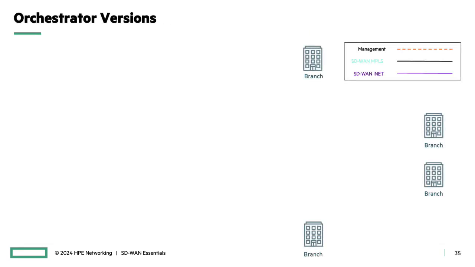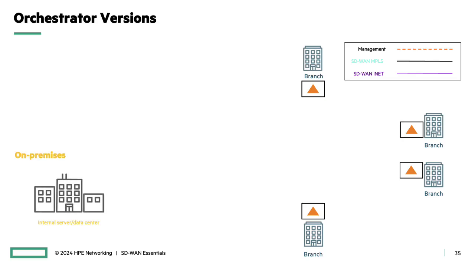There are 3 options to use Orchestrator. At each branch, we have EdgeConnect appliances installed. The first and most common to date if you have legacy license subscriptions is the Orchestrator installation being a VM located on your local premise. This could be at a data center or an internal VM server.